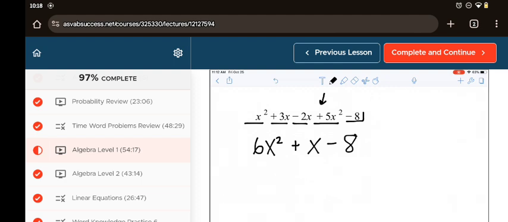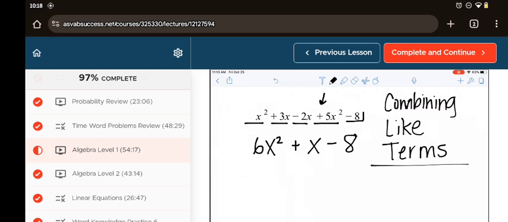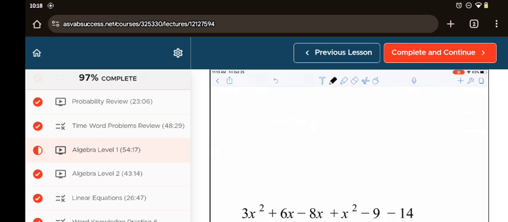So essentially, we're grouping together everything that is the same. And this is called combining like terms. Okay? We're combining like terms. So we're going to do one more together, and then I want to give you a chance to try that.